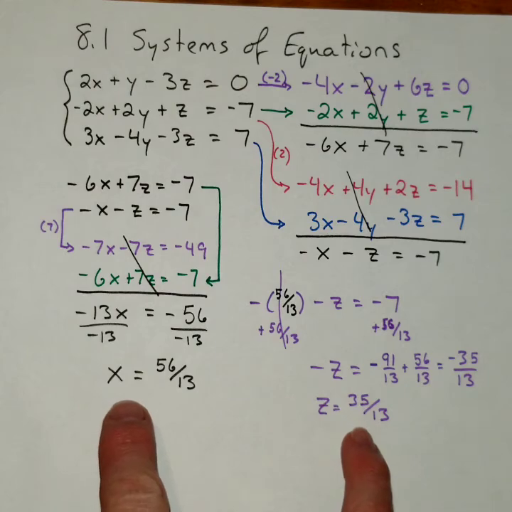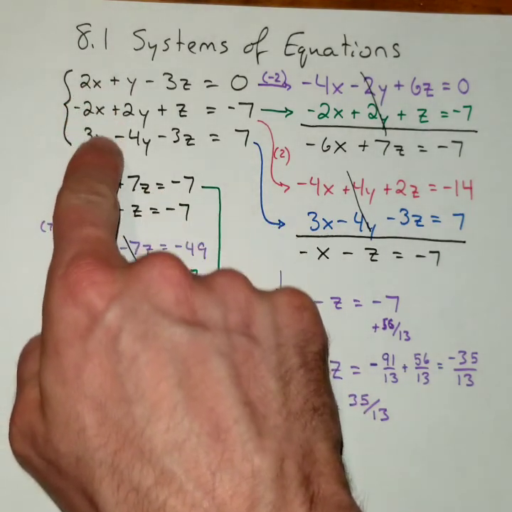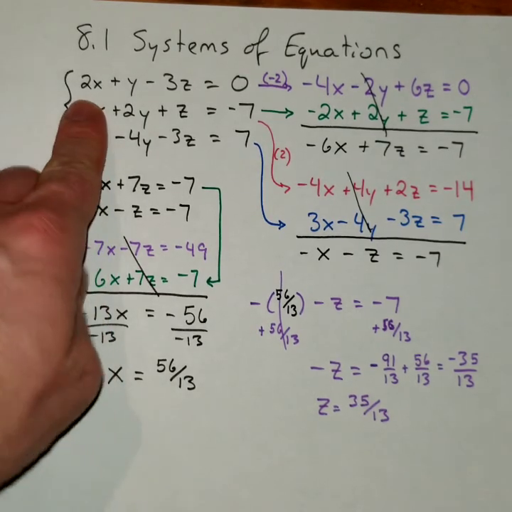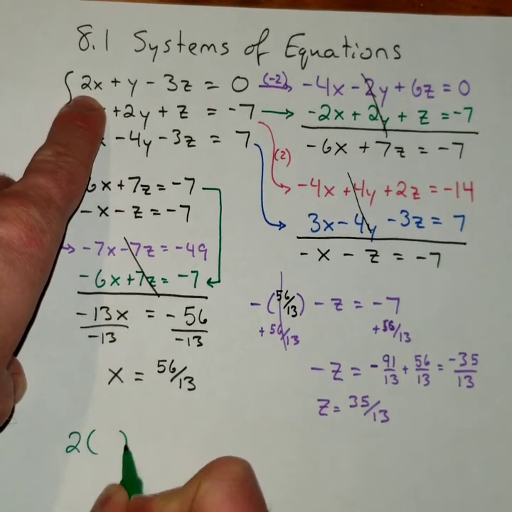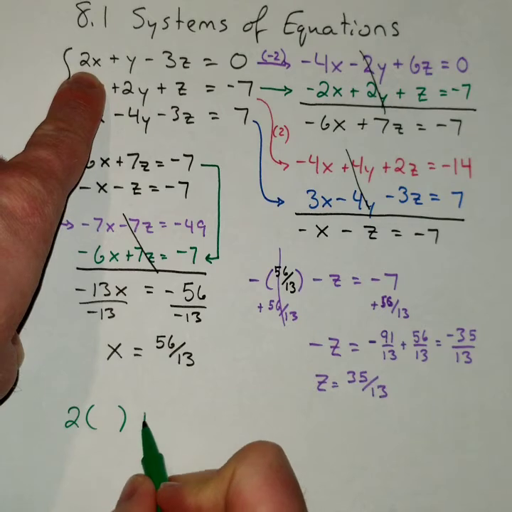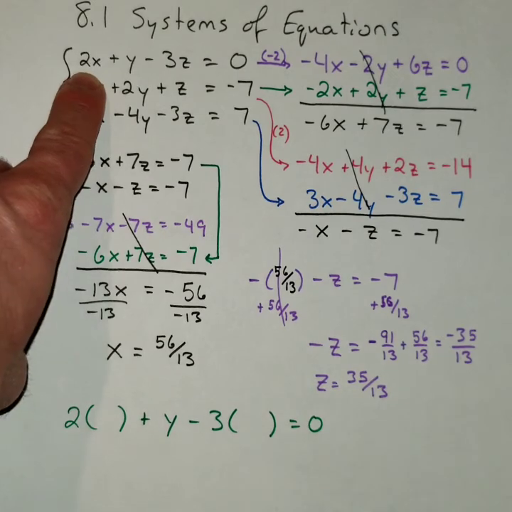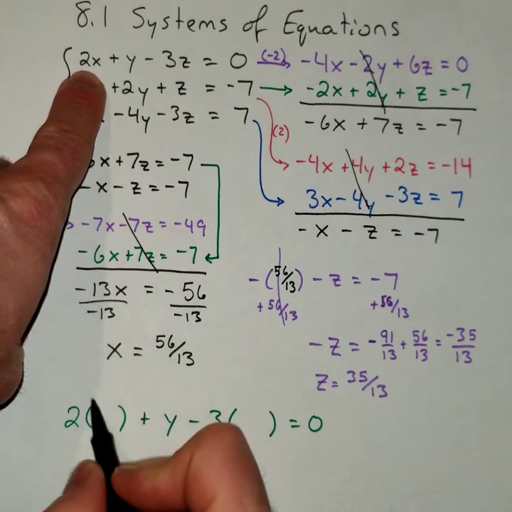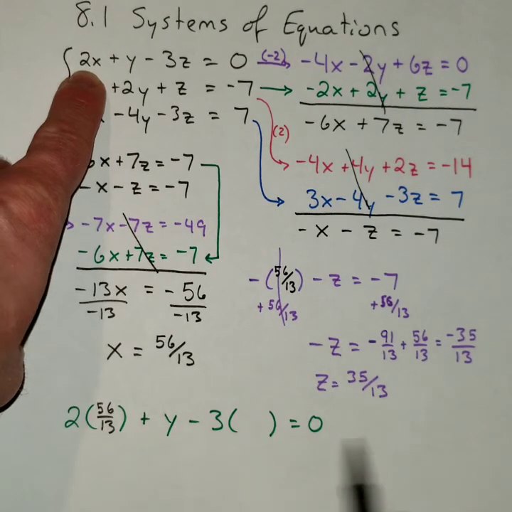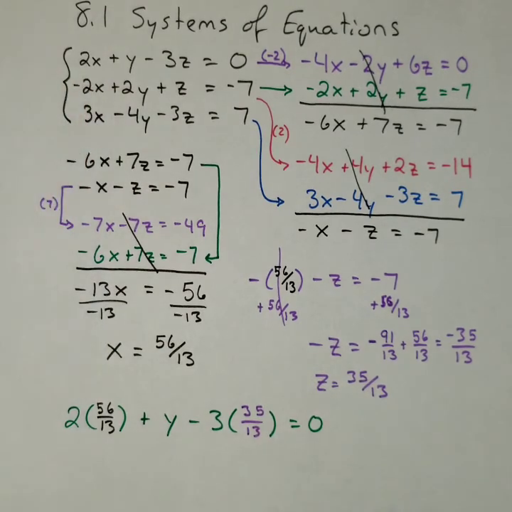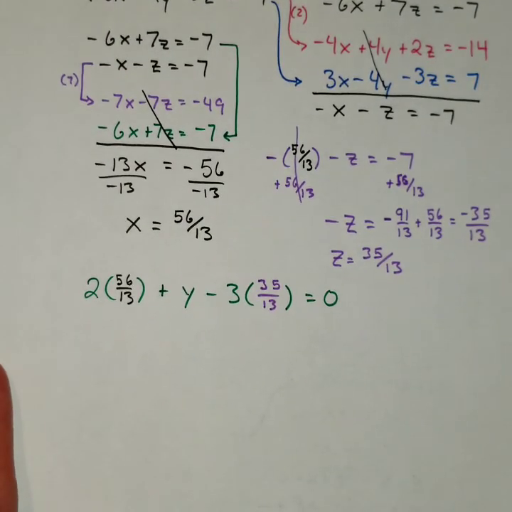Okay. So now I have x and z. I substitute them back into one of the original 3 equations to get the y value. I'm going to go with the top equation, I think. The numbers are a little smaller up there. So let's do 2 times the x plus y minus 3 times the z equals 0. That's my top equation. The x value is 56/13, and the z value is 35/13. I'm going to do this arithmetic relatively quickly just to get through it.